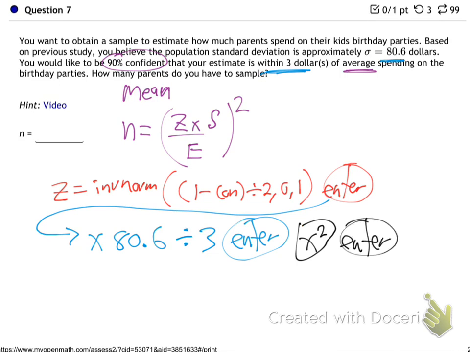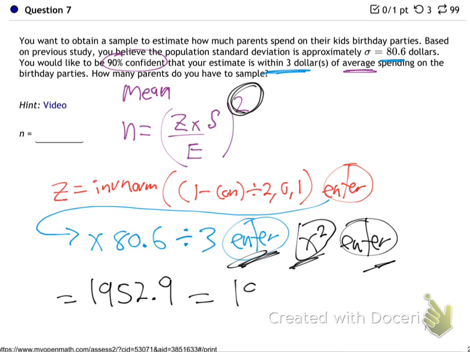Is everybody seeing that? That's how we're doing the whole thing squared rather than just the z squared or just the e squared. The whole thing, because that enter says now compute the whole thing, calculator, and then square that whole thing and give me the answer. So when you do all that, I'm getting 1952.9, which is 1953 rounded up.